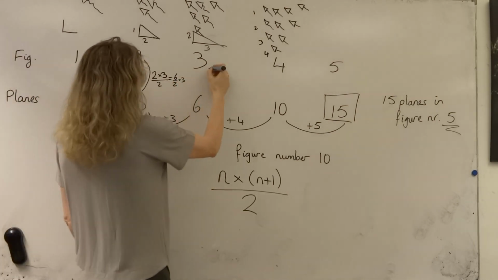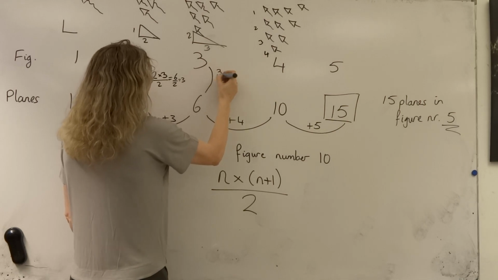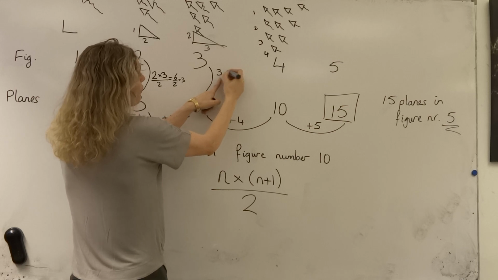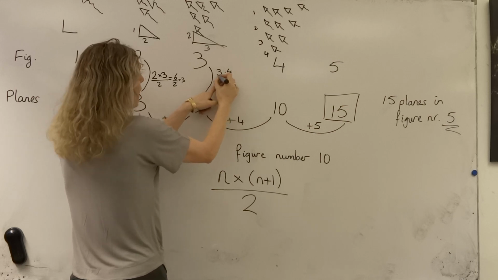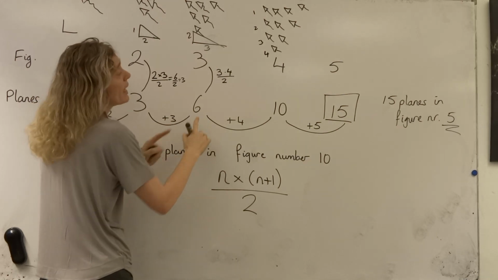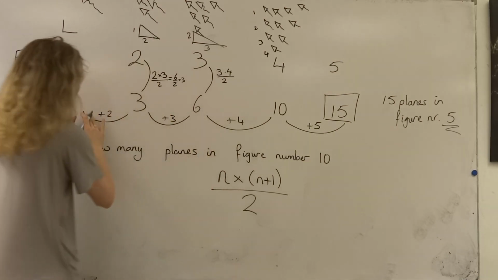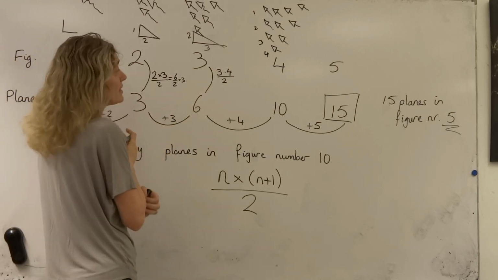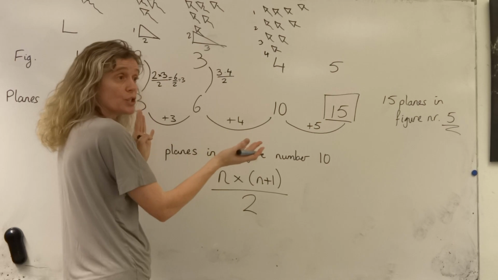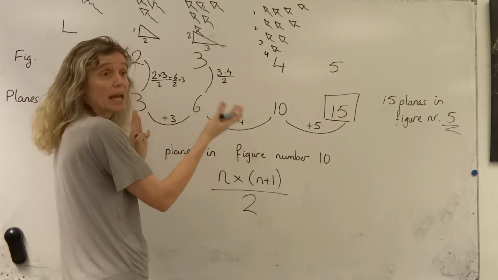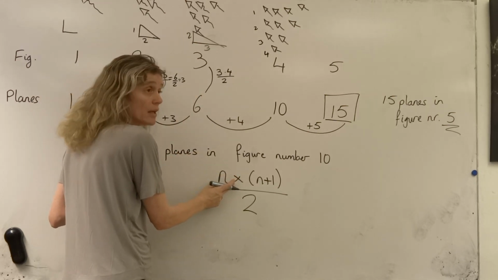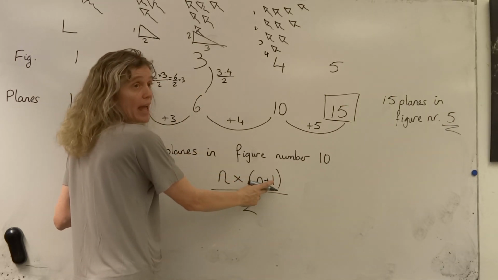Let's check and see if it works for the next one. 3 times (n plus 1). Well, n plus 1 would be 4. 3 times 4 would be 12. 12 divided by 2 would be 6. So here's our formula. When we see this type of sequence, we can often check, is it n times (n plus 1) divided by 2? Sometimes it could be n times (n minus 1) divided by 2, but usually there's some sort of n multiplied by another form of n.